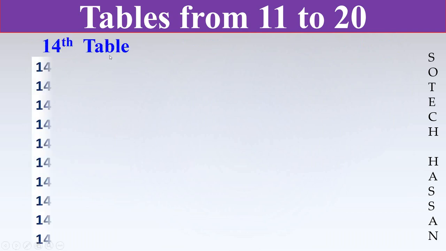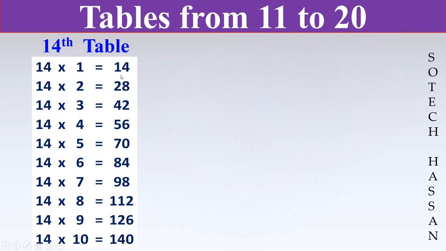14th table. 14 ones are 14. 14 twos are 28. 14 threes are 42. 14 fours are 56. 14 fives are 70. 14 sixes are 84. 14 sevens are 98. 14 eights are 112. 14 nines are 126. 14 tens are 140.